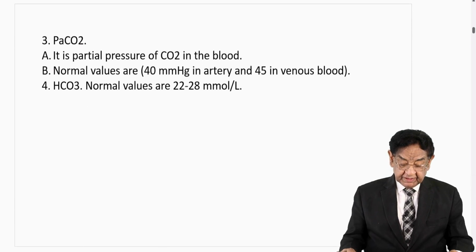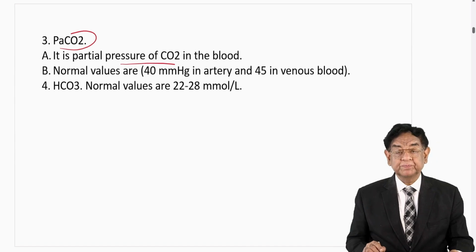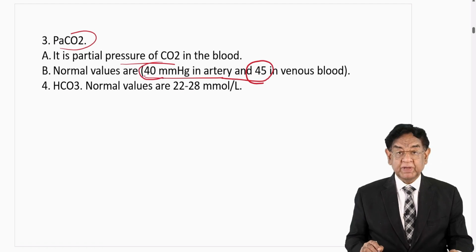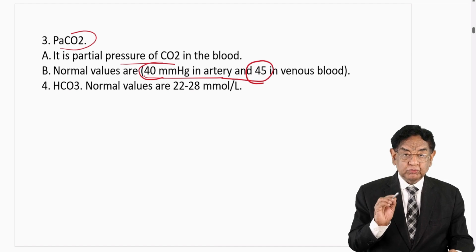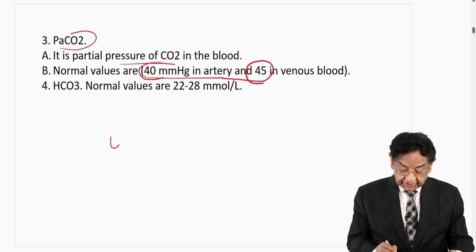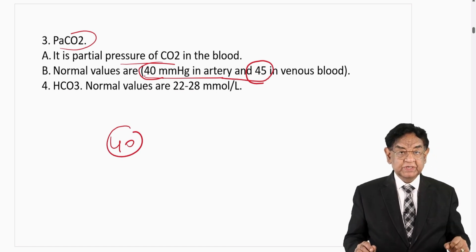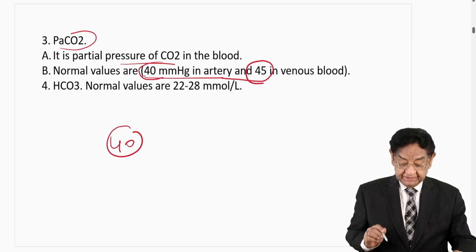CO2. It's again PaCO2, the partial pressure of CO2. Normal value is 40 in artery and 45 in vein. Again, you got to remember this thing. Point to be noted, the PO2 in the vein is 40 and PaCO2 in the artery is 40. Just to remind you not to connect them. So don't get confused by this 40.